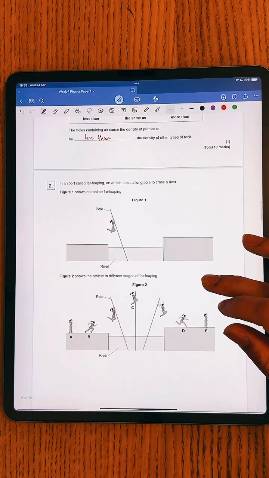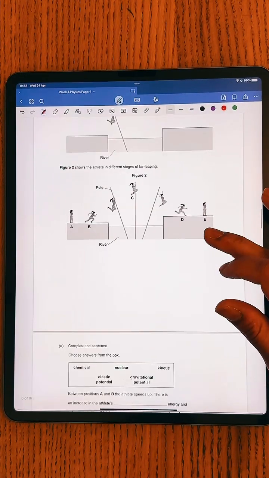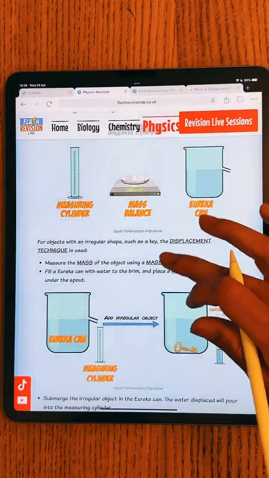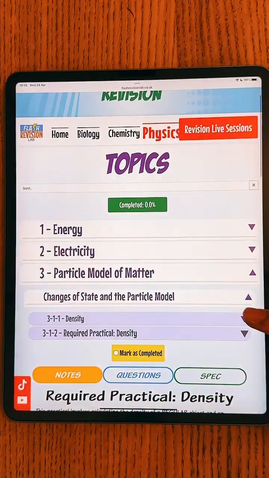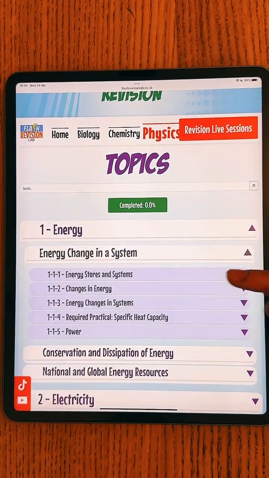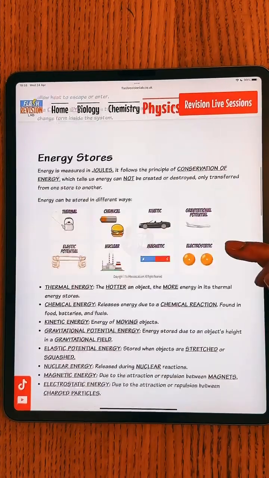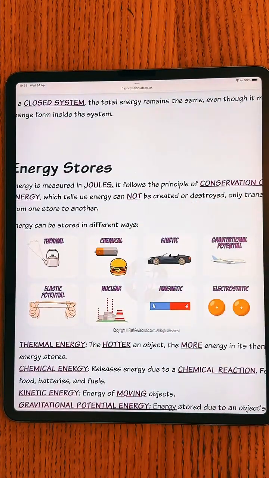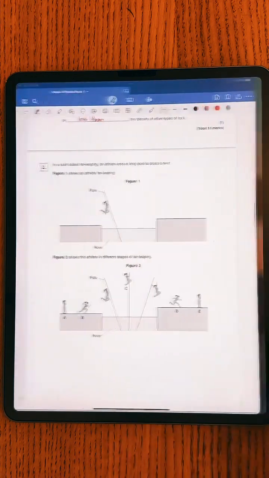So this question is on energy. Let me get the notes on energy up on my website. So that's topic 1 in physics. So let's go to energy stores and systems. I'm just going to have the different energy stores up here. These are the 8 energy stores you need to be aware of. So keep that in mind.